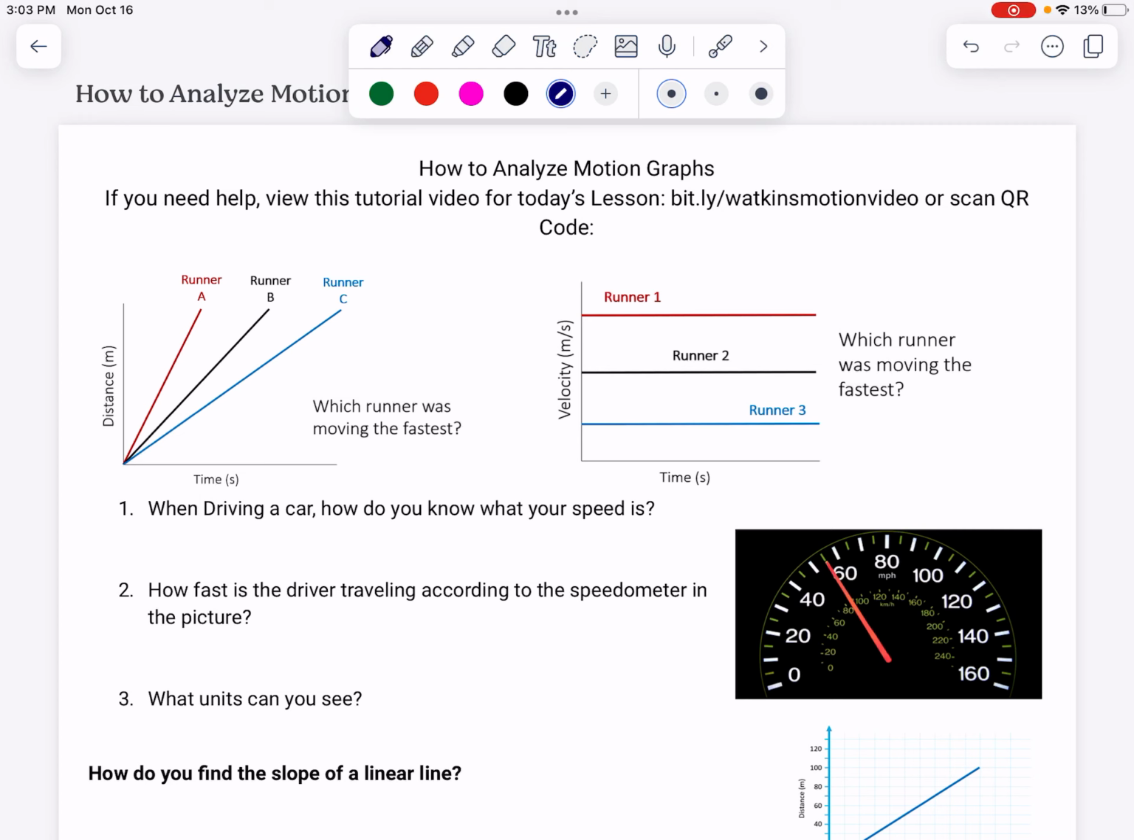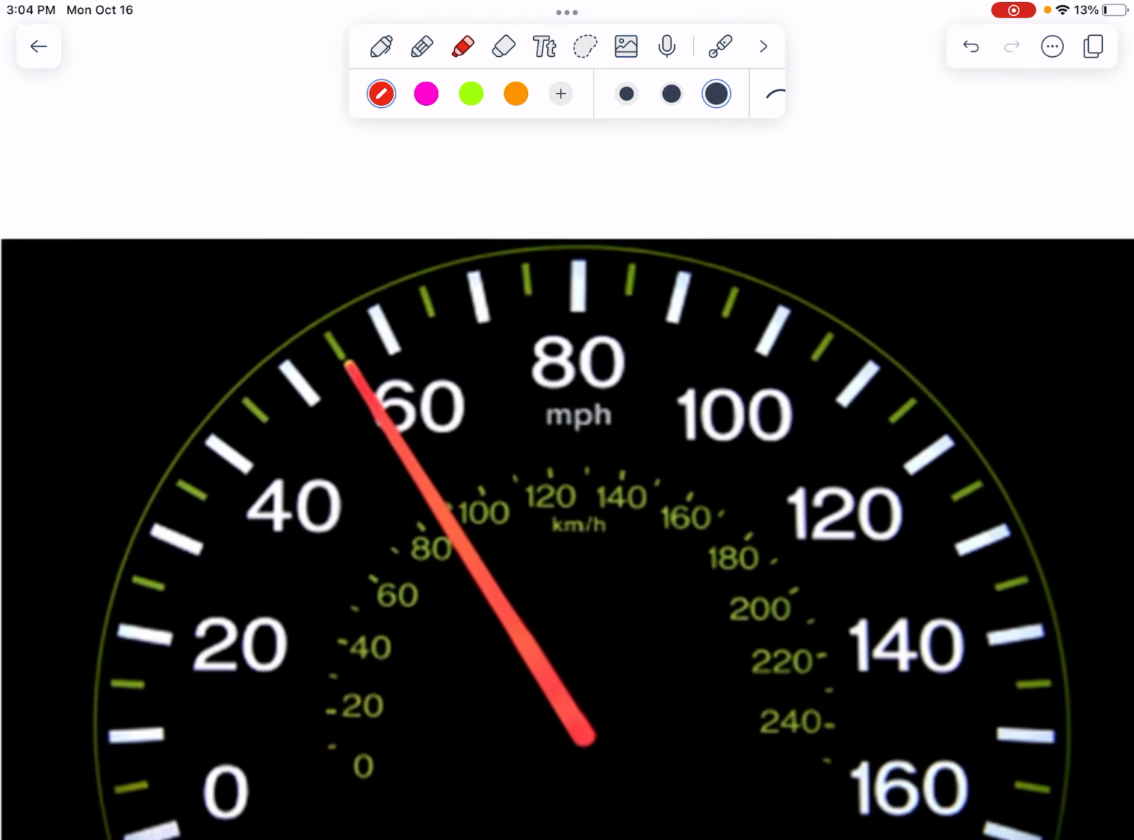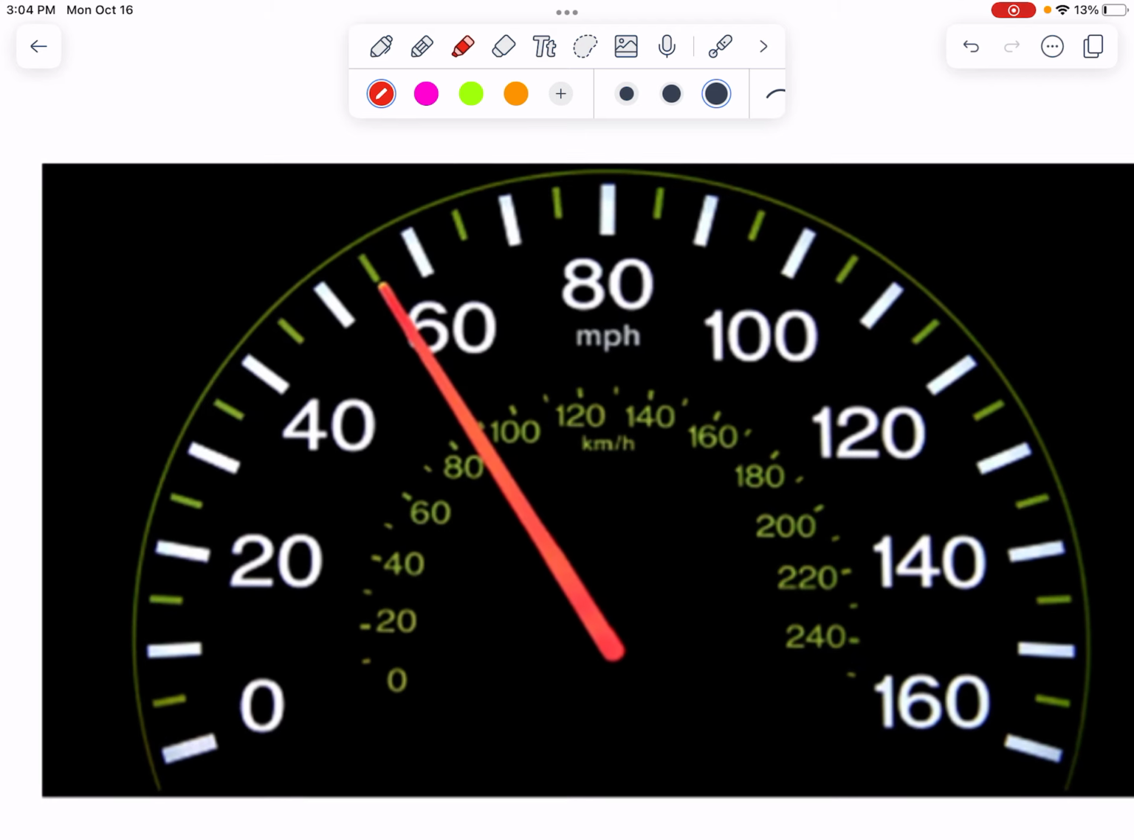Hi everyone. All right, in today's lesson, we're going to talk about how to analyze motion graphs. If you remember in our last lesson, we were looking at the constant velocity cars. You were measuring how fast they were, and we were talking about speed, talking about how fast they're going.